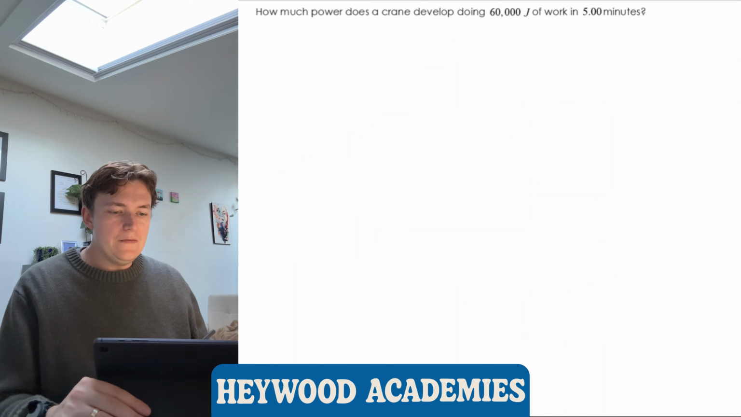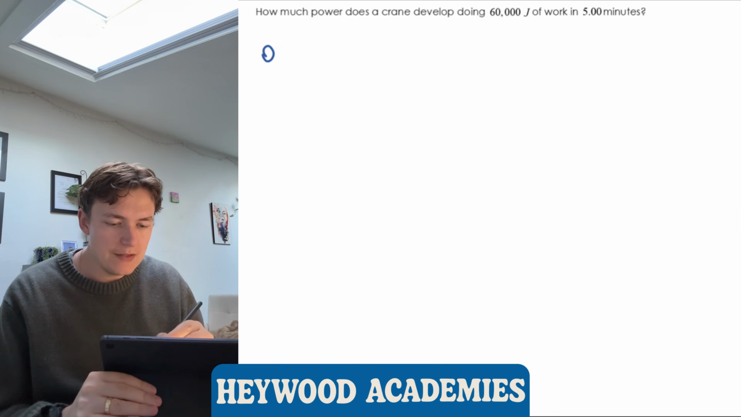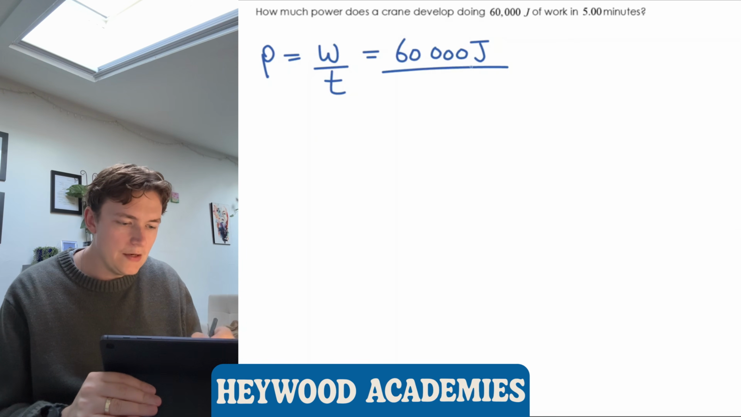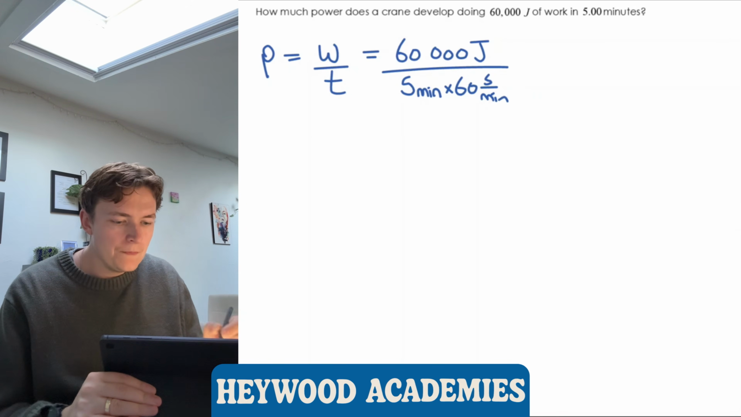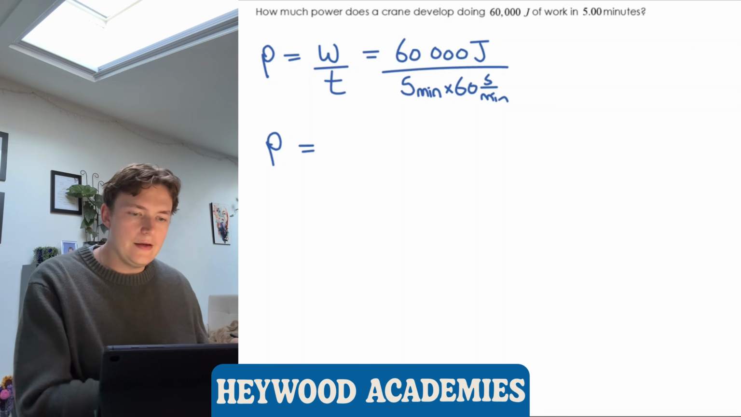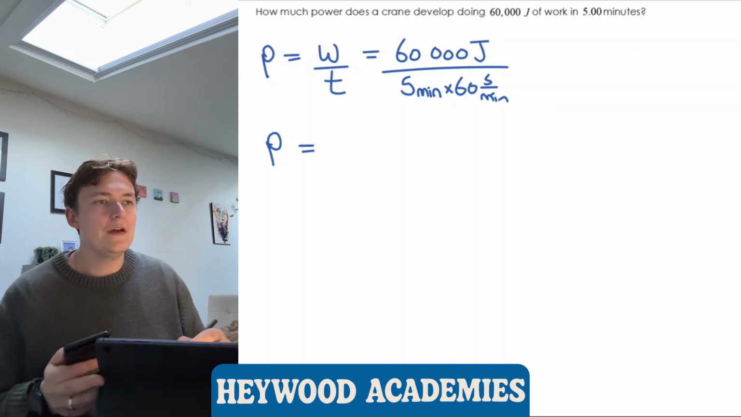How much power does a crane develop doing 60,000 joules of work in 5 minutes? Okay, so we got power is equal to work over time. We've got our work of 60,000 joules, and then our time here, we got 5 minutes, so we've got to convert that: minutes times 60 seconds per minute. So if we take 60,000 divided by 5 and 60, that'll give us 200 watts.